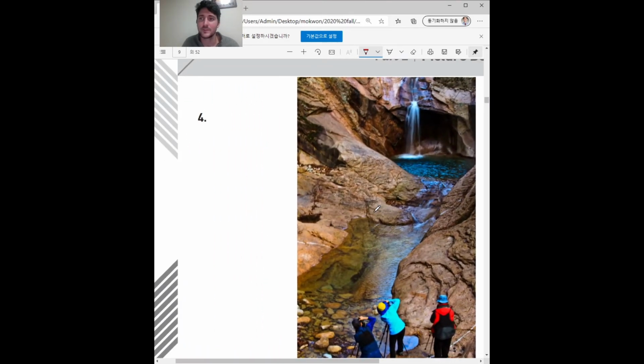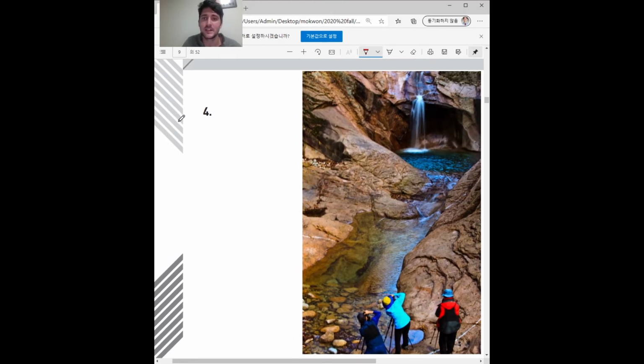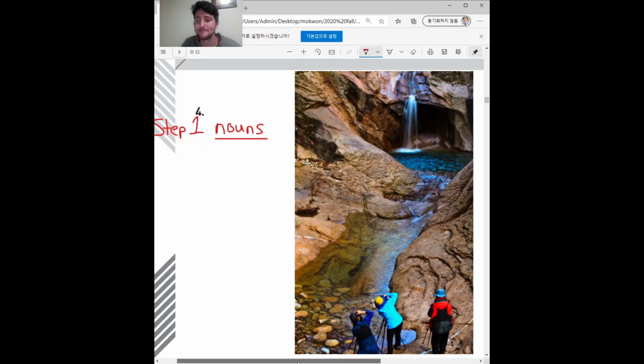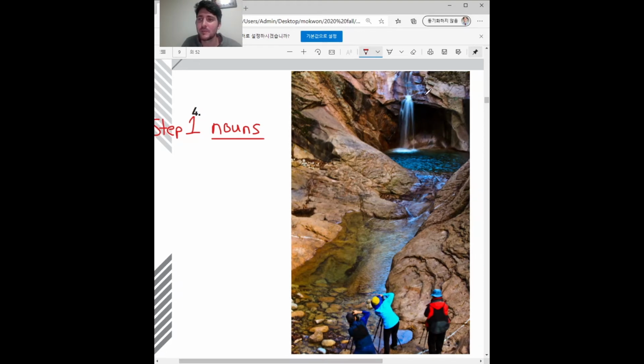Let's think about it. Let's go through our steps again. All right, we have our step 1. 기억해요. Step 1 뭐예요? Step 1, find the nouns. Let's do that. Right? What do you see? Where is this place? I see, probably the biggest thing I see is 이거. Waterfall, right? I see a waterfall, I see water, I see rocks. Okay.